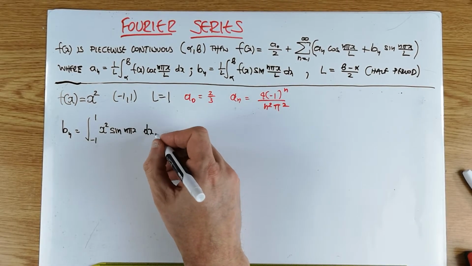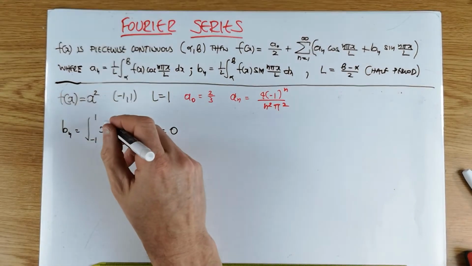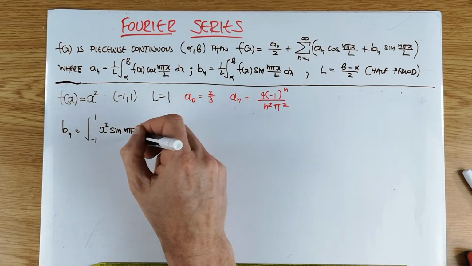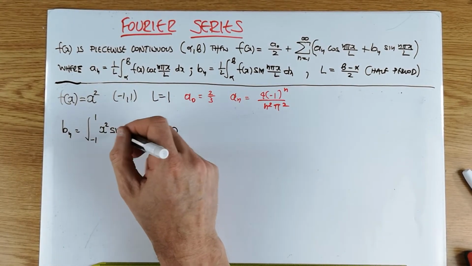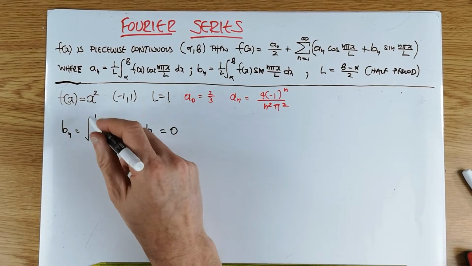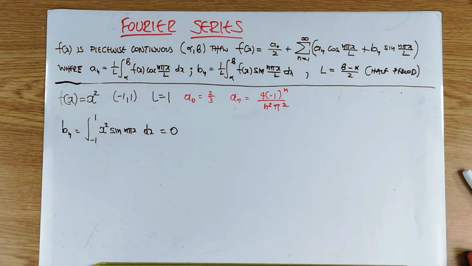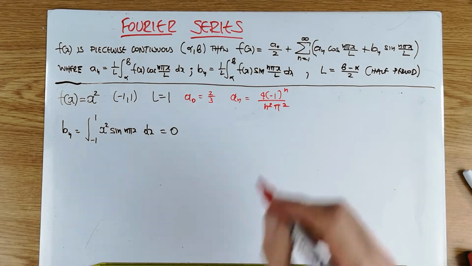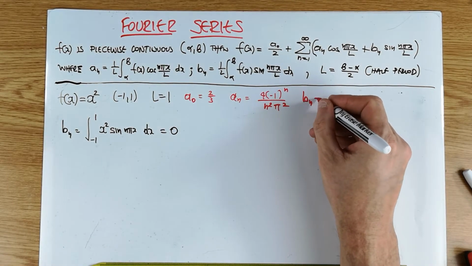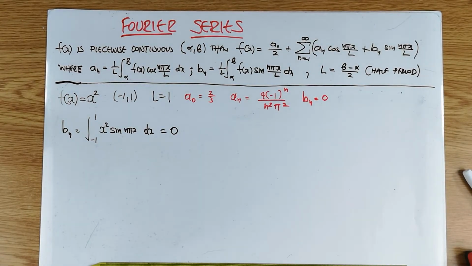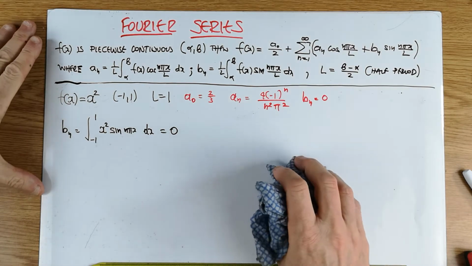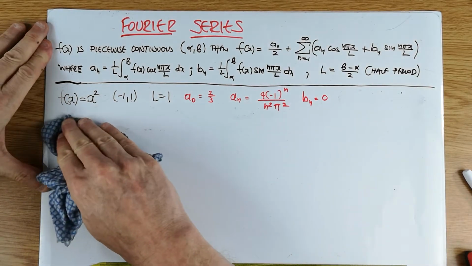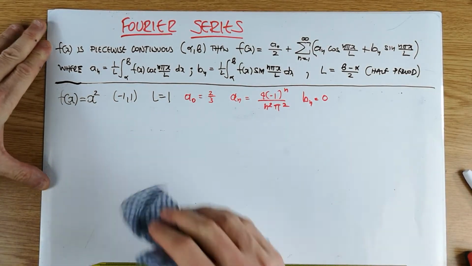But, of course, this will be 0. This is even, this is odd. Multiplying them together will produce odd. Odd in a symmetrical domain is, in fact, 0. And therefore, let's record that the bn's, we haven't forgotten them, in fact turn out to be 0 for this particular example. So our expansion will only have cosines. It's a cosine expansion.